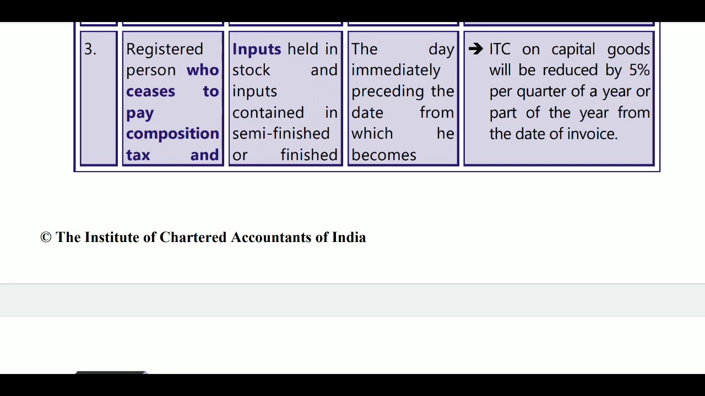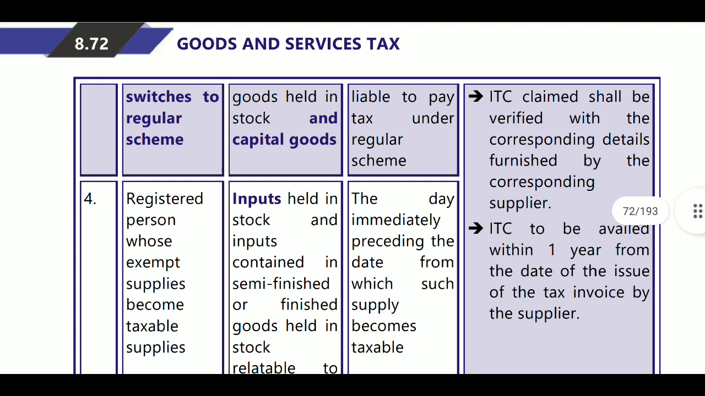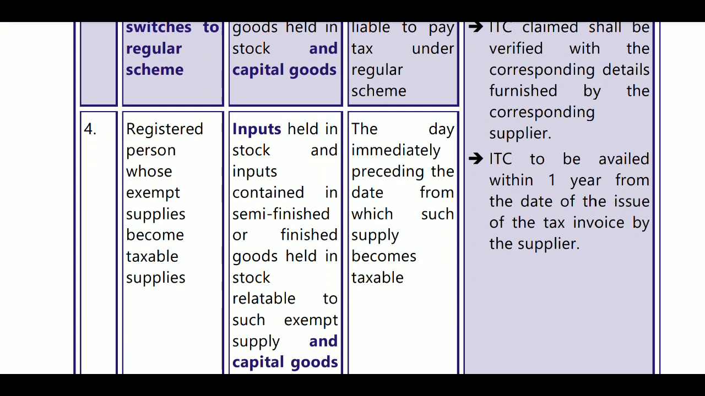In the case of capital goods used exclusively for exempt supplies, where the exempted supply becomes taxable, the ITC is reduced by 5% per quarter or part thereof from the date of issuance of the invoice. Here the ITC shall be verified with the corresponding details furnished by the corresponding person, and the ITC is to be availed within 1 year from the date of issue of the tax invoice by the supplier.